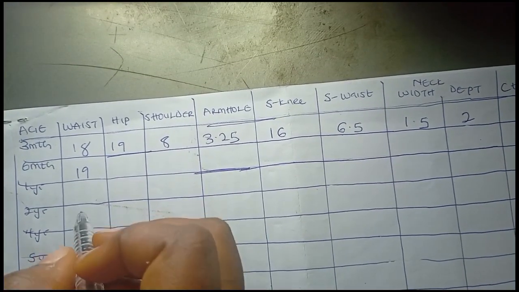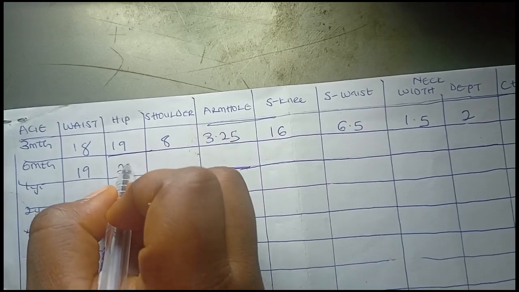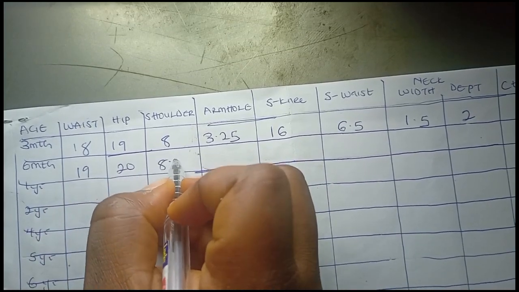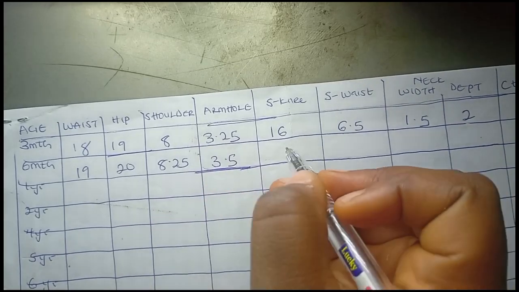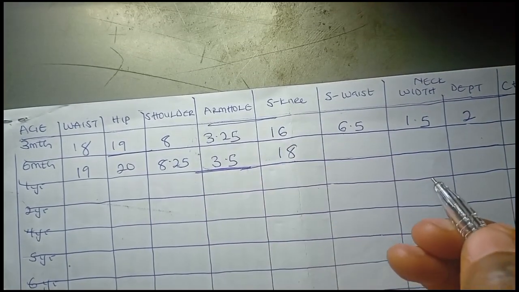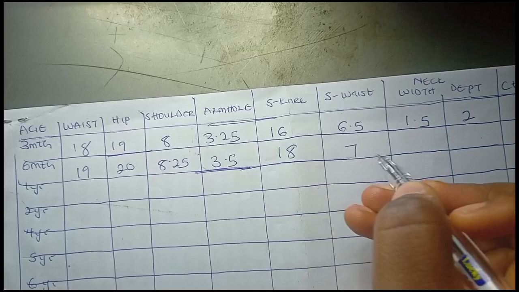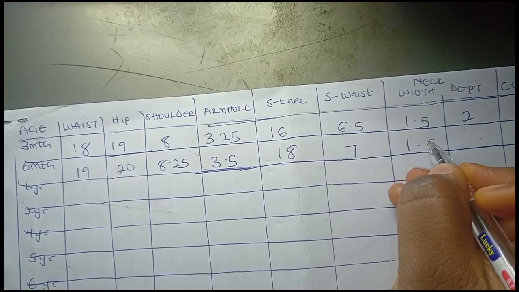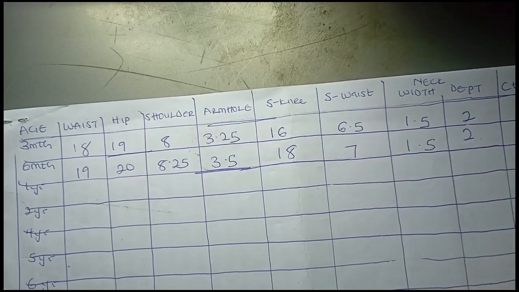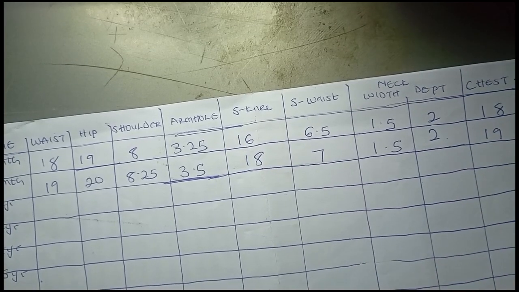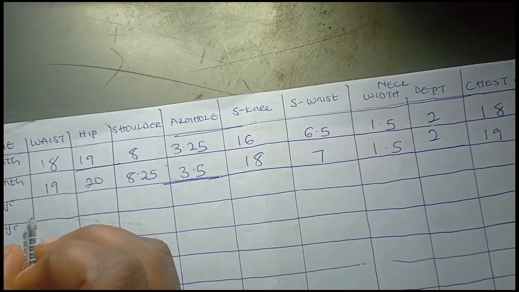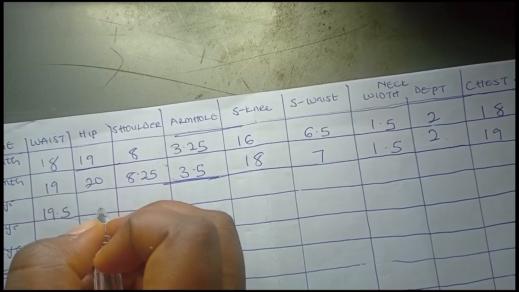For those of you that most children, they just tell you, oh, my baby is 1 year, my baby is 10 years. You can follow this measurement to get your kids wear. So for 6 months, we have the waist at 19, the hip at 20, the shoulder at 8.25, the armhole at 3.5, the shoulder to knee 18, shoulder to waist 7. Just keep on watching, you understand.